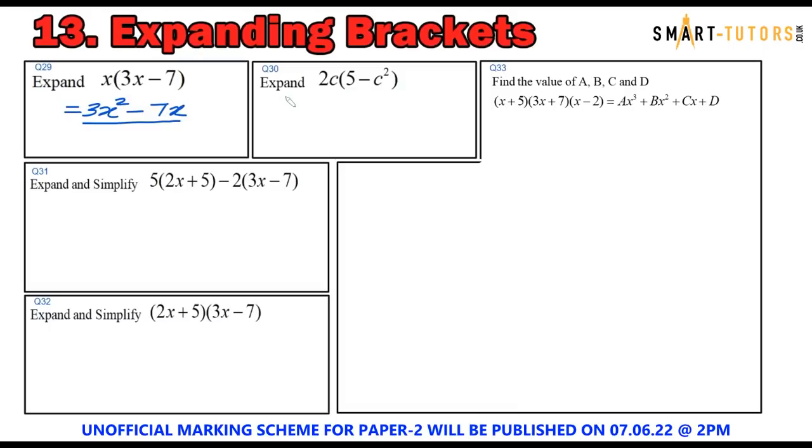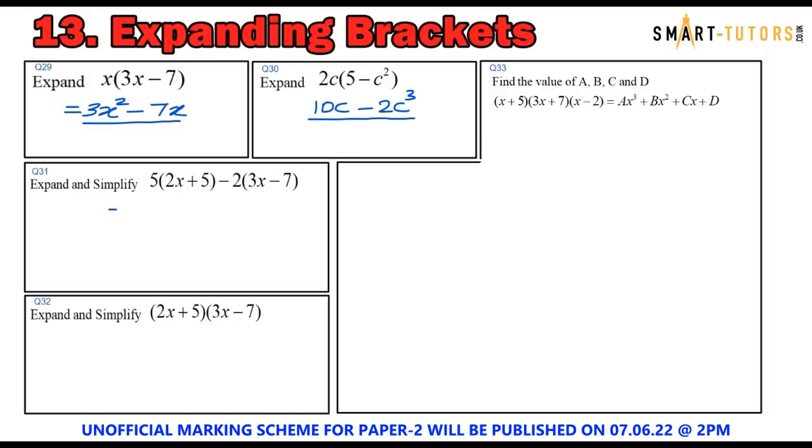Question number 30 is expand. 2c is outside. 2c times 5 is 10c. Minus 2c times c squared is 2c cubed. And that is the answer for question number 30.